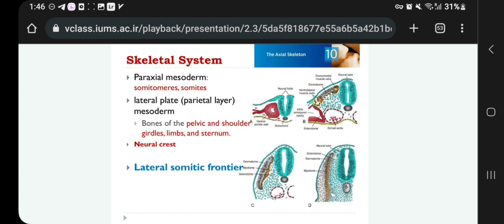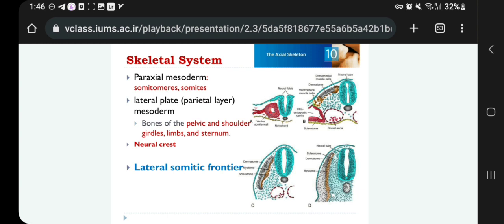The skeletal system develops from the paraxial mesoderm, lateral plate mesoderm, and neural crest. You know, we have three parts in the mesoderm. Here is the ectoderm. You can see here is the neural groove, and after that the neural tube. Here the red part is the mesenchyme layer, and here is the endoderm.